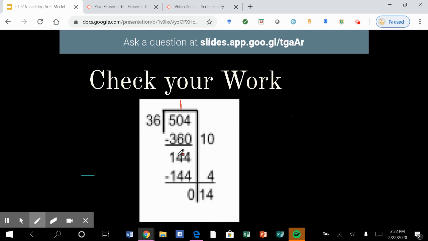Then we know that we can divide 144 by 36 at least 4 times, and 4 times 36 is 144, with no remainder. Therefore, 14 is our correct factor, and our factors match up to our dividend.